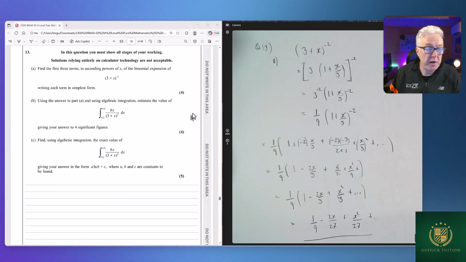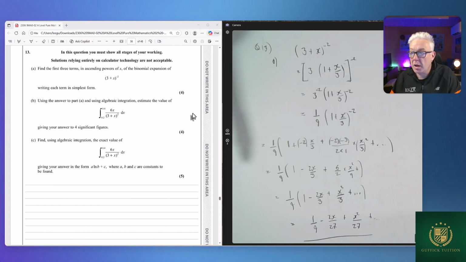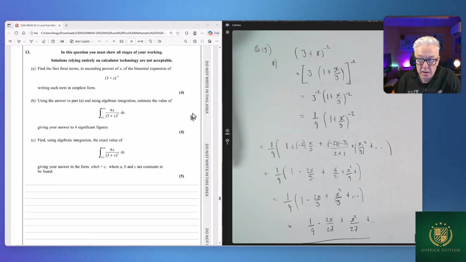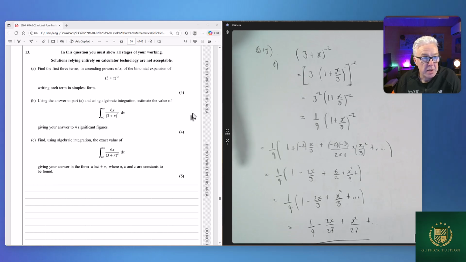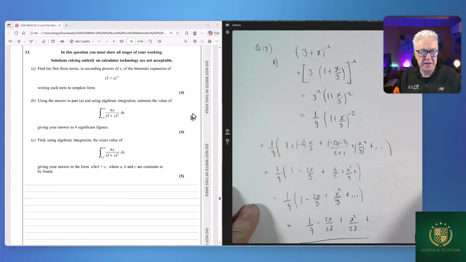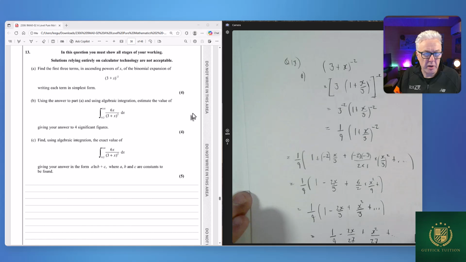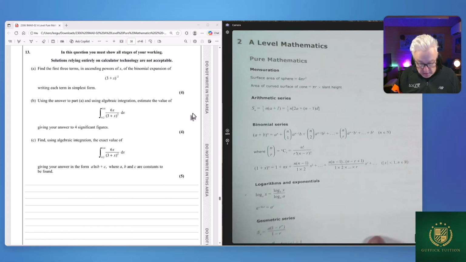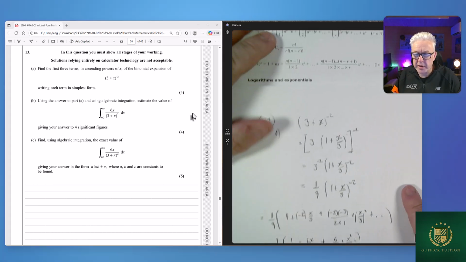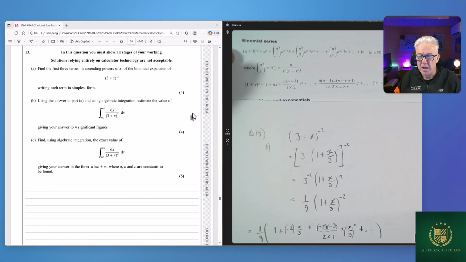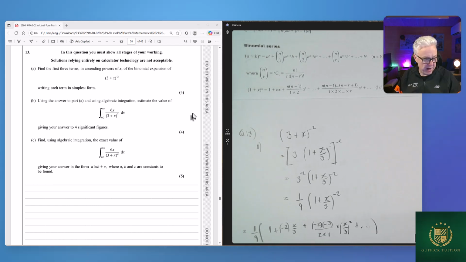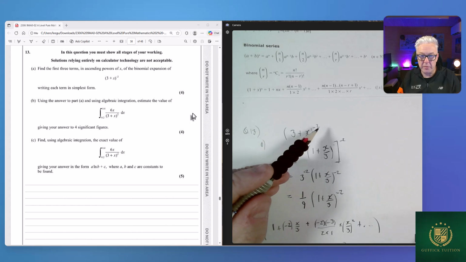Hello everyone, this is question 13 on paper 2 from 2023, Edexcel. So it says, find the first three terms in ascending powers of x of the binomial expansion of that. Okay, now, the good news is we're given the binomial expansion in the formula booklet, and because we've got the minus power, we need the Year 13 version, which is the one that is to the power of minus 2.